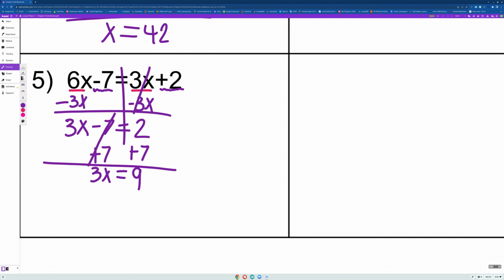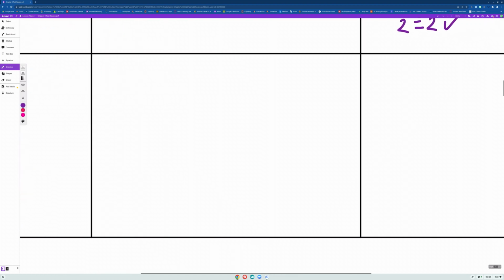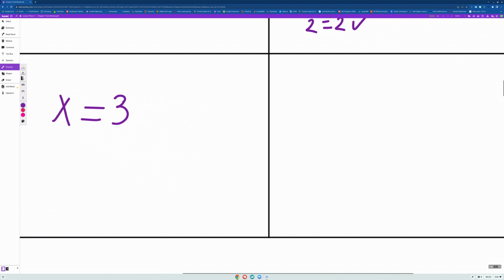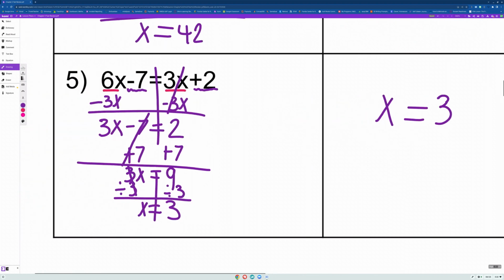3x is multiplication, so to do the opposite of multiplication, that would mean to do division. So I'm going to divide both sides by 3. My 3's are going to cancel, and I get x is equal to 3. So if I think that x equals 3, that means that I should be able to plug it into my problem and get the same answer on both sides of my equation.